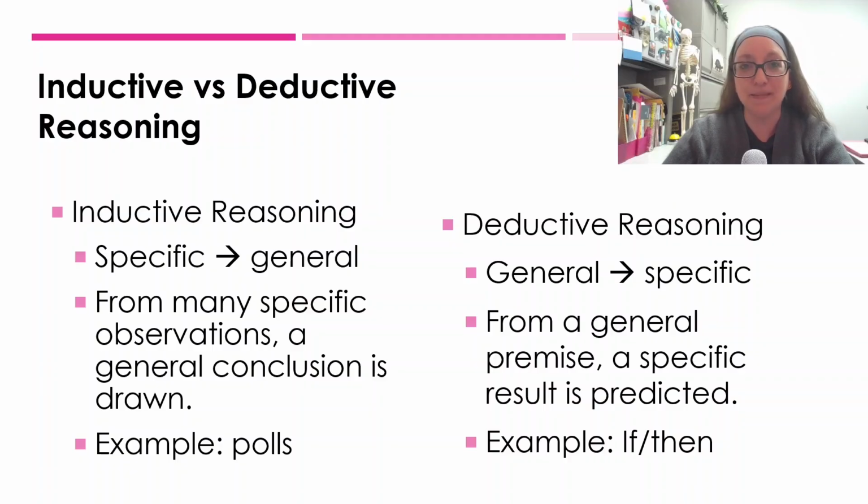Deductive reasoning is the opposite. It goes from general to specific. We'll start with a general premise and then make a specific prediction based on that. For example, we use this in science with if-then statements. If A is observed, then B is predicted to happen.